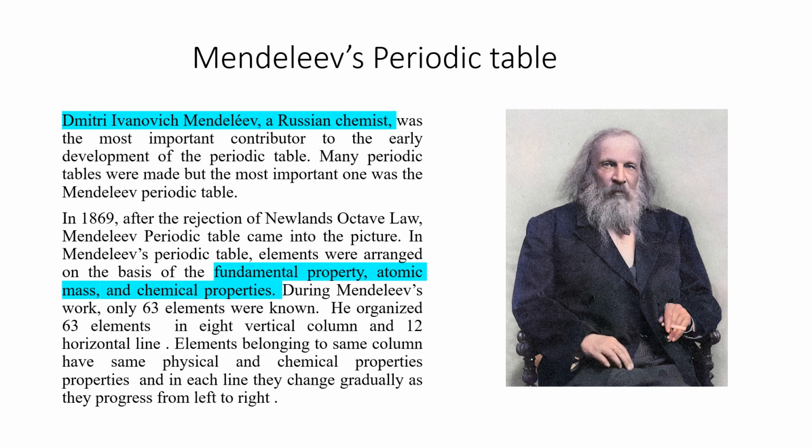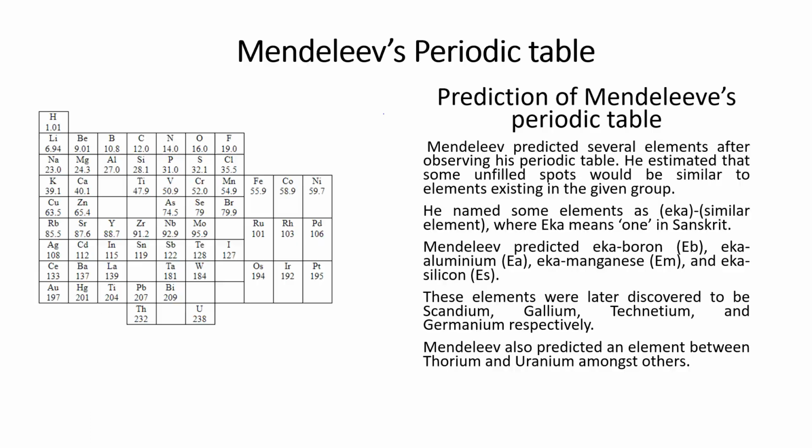In Mendeleev's periodic table, elements were arranged on the basis of the fundamental property, atomic mass, and chemical properties. During Mendeleev's work, only 63 elements were known. He organized 63 elements in 8 vertical columns and 12 horizontal lines. Elements belonging to the same column have the same physical and chemical properties, and in each line they change gradually as they progress from left to right. Let's see Mendeleev's periodic table.